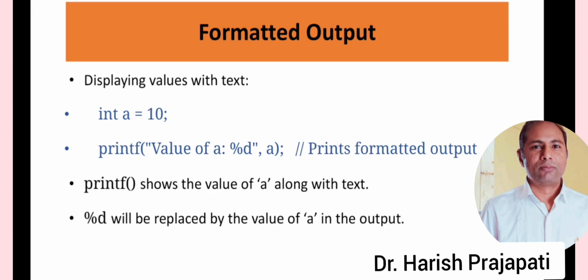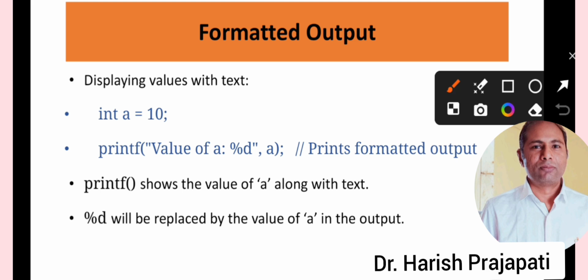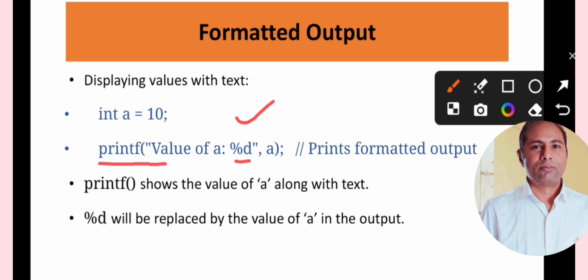Now we will see the formatted output. Similar to the formatted input, for formatted output, for example, if I want to display the value of a, I will write this inside the printf. Printf means display the output. Since it is an integer value, I will write percentage d. So I am saying that for formatted output, if it is an integer, then I will write percentage d. So printf shows the value of a, and percentage d will be replaced by the value of a. This is the meaning of formatted output.